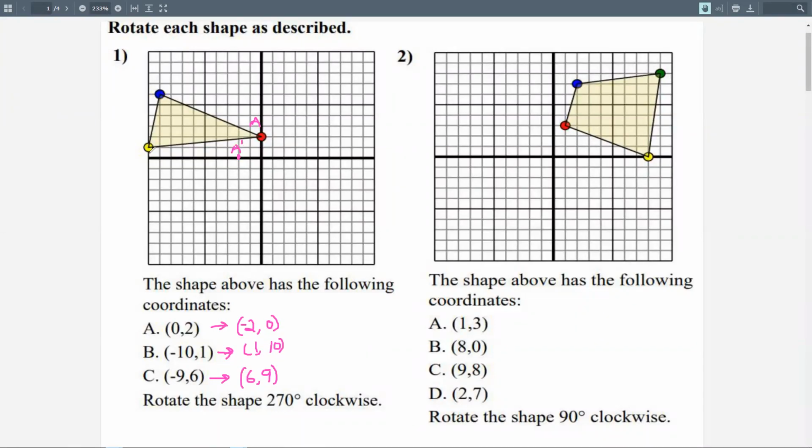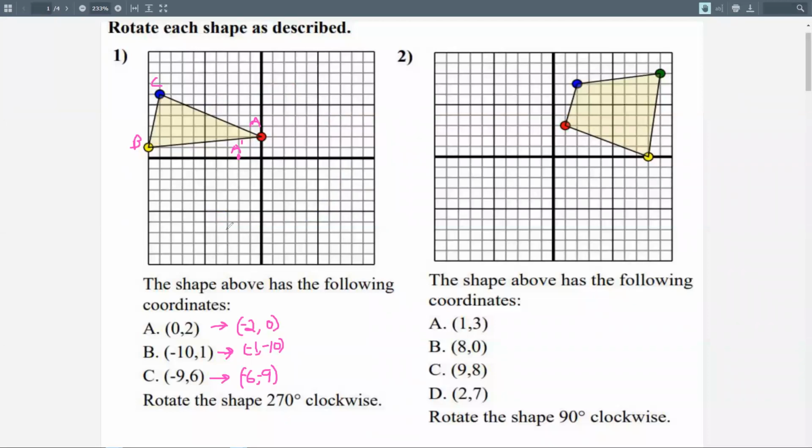Okay, and then these other 2 points, point B and point C. So this is point B, and this is point C. These 2 points are in quadrant 2. So if we're in quadrant 2, we're going to go 90 degrees, 180 degrees, and then 270 degrees. That's going to put us in quadrant 3. And the signs for quadrant 3 are negative, negative. So we'll do negative 1, negative 10, and negative 6, negative 9.